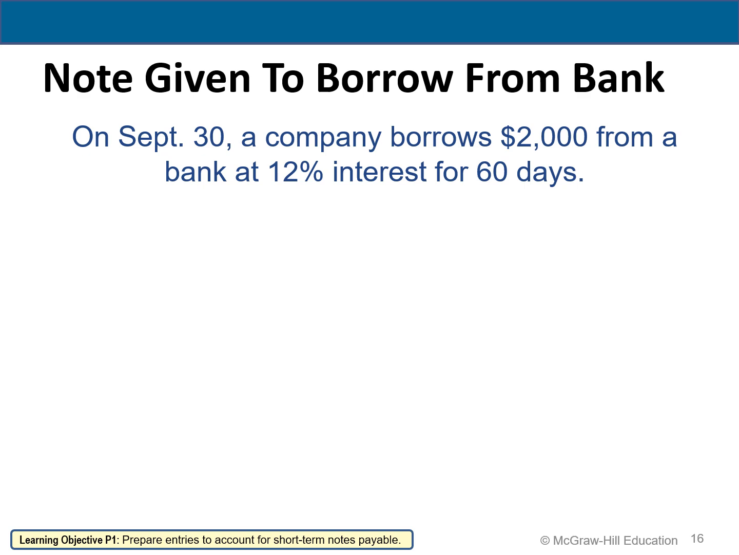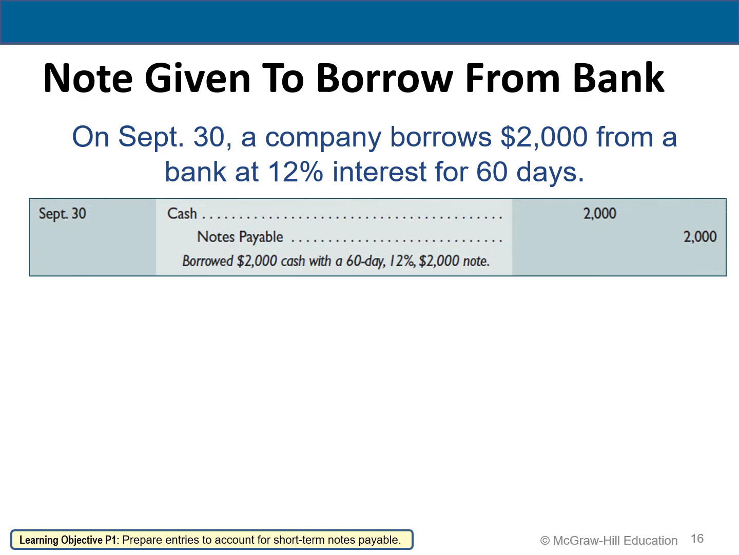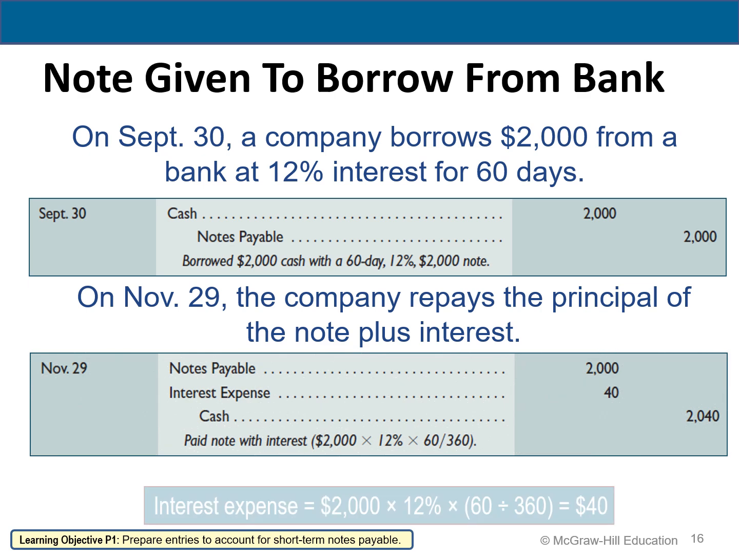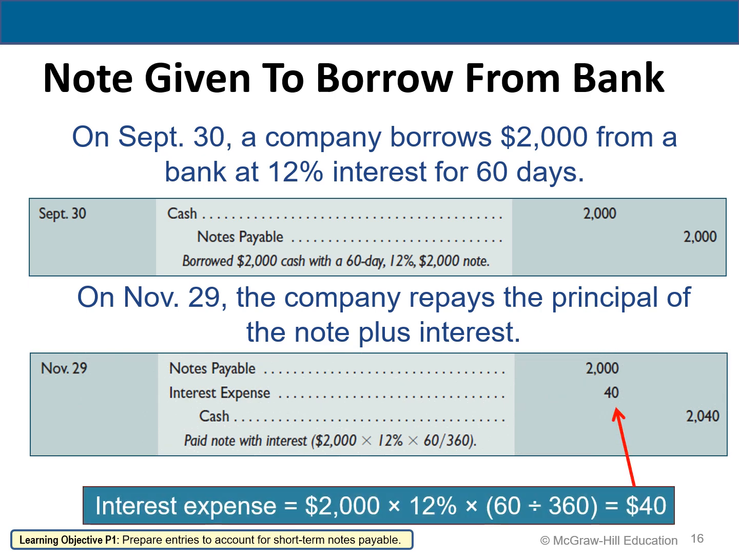Then note given to a borrower from a bank. So on September 30th, the company borrows $2,000 from a bank at 12% interest for 60 days. When we do that, we're going to increase our cash for $2,000 with a debit, and we're going to increase our note payable $2,000 credit. Okay. Then 60 days later, when we pay it on November 29th, we're going to reduce our note payable. We do that with a debit, sorry.